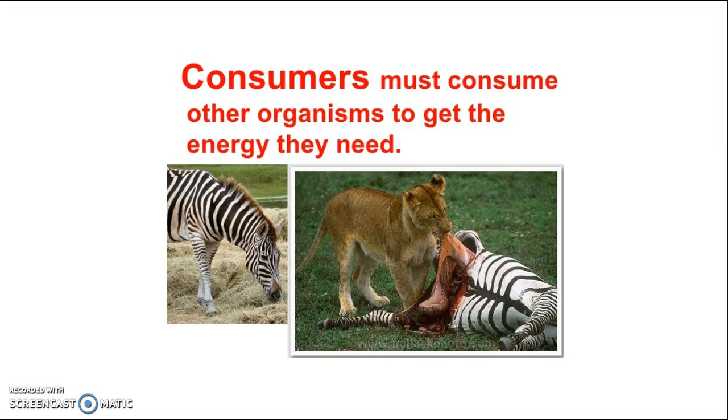Consumers. Consumers are the type of organisms that must consume other things in order to get energy. So they have to feed off of other living things in order to have enough energy to do what their body needs it to do. I know the picture's kind of gross, but I like the wording on here, and it is life. They've got to eat just like we've got to eat.